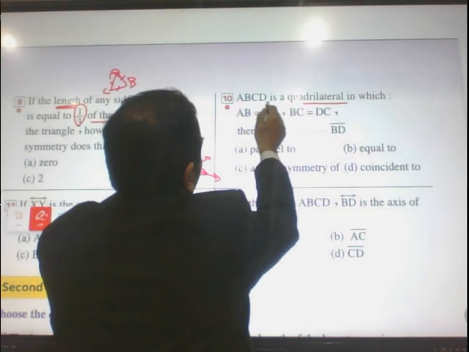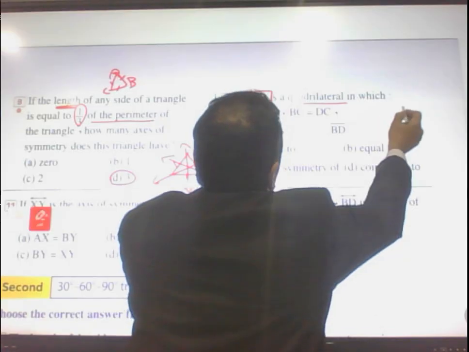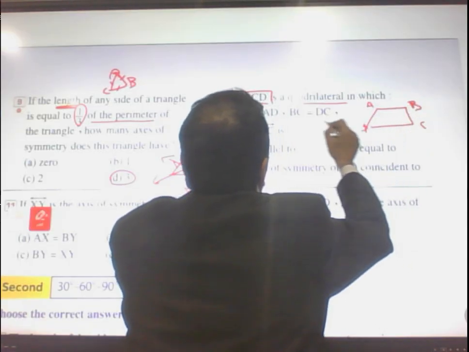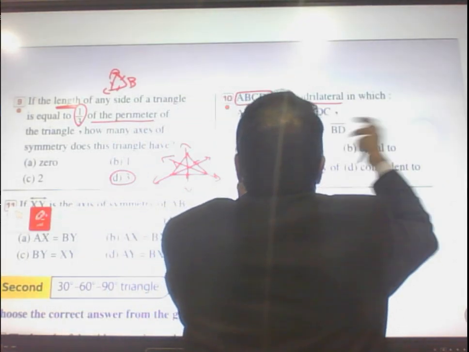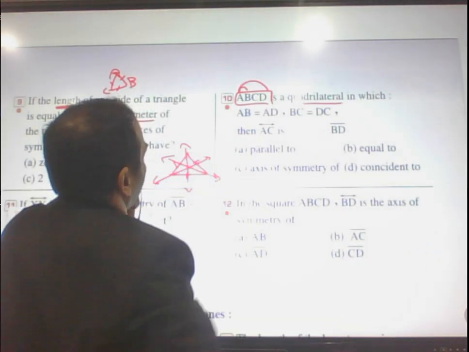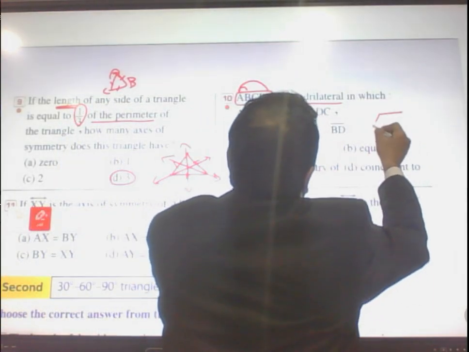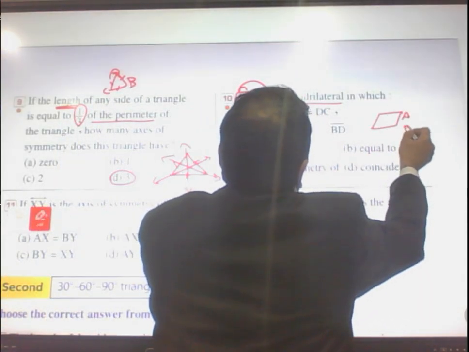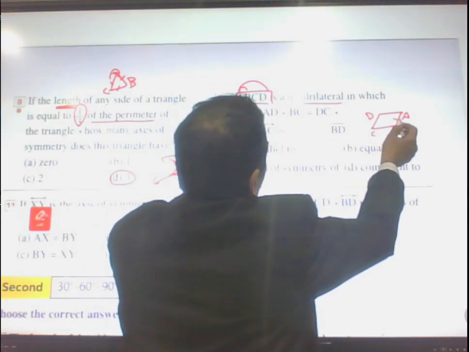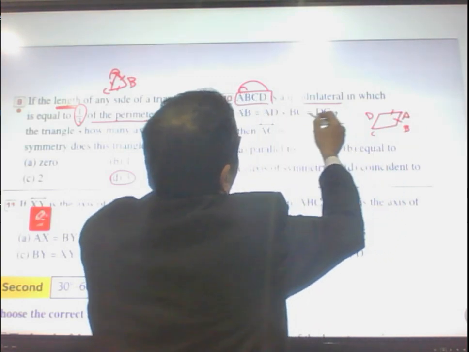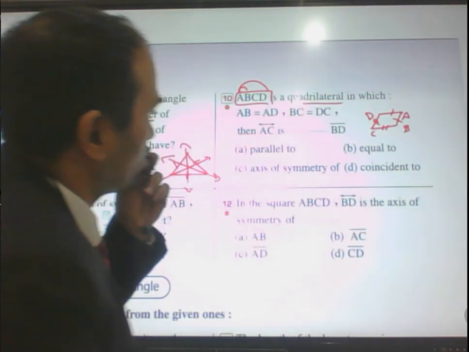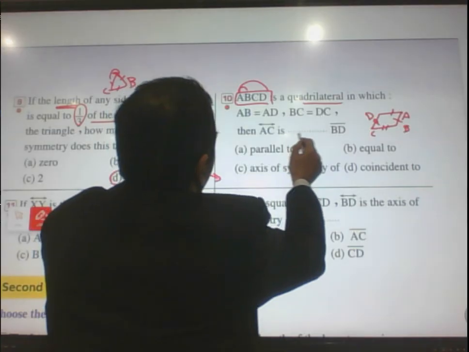Now I will draw the quadrilateral ABCD like this, A, B, C, D. He gives me the information here about AB: AB equals AD. Look here, AB equals AD. So I will draw like this, A, B, C, D. He gives me this information: AB is equal to AD. Okay, they are equivalent here. And also BC is equivalent to DC. They are equivalent here also, okay? Then what's the relation between AC and BD?